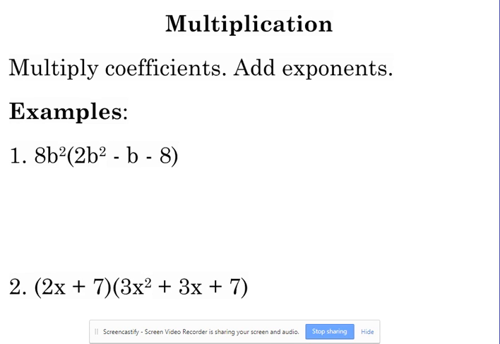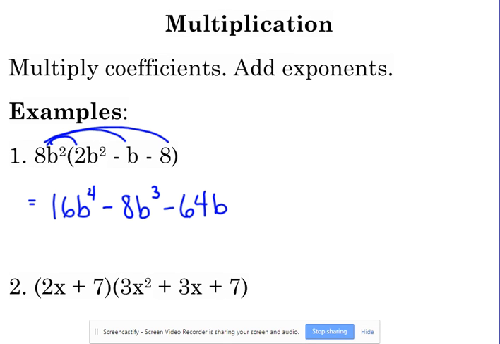So, simple example, let's just look at a monomial, a single term distributed to a trinomial. So we're going to distribute the 8b squared to everything inside of our parentheses. Y'all know how to do this already. I'm just going over it for the sake of making sure everybody's good. 8 times 2, 16. B squared times b squared, b to the 4th. Add those exponents. 8b squared times negative b cubed. 8b cubed, excuse me, I left out the 8. Negative 8b cubed. And 8b squared times negative 8, negative 64b squared.